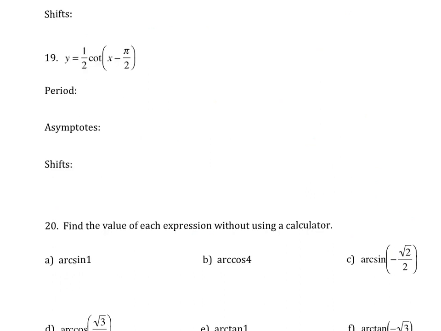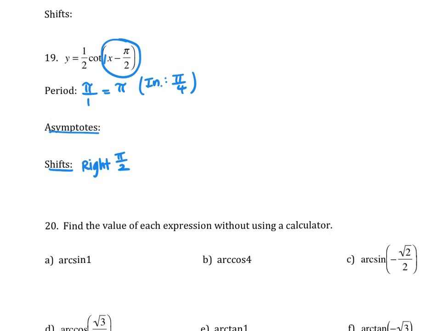Number 19, cotangent graph. The period is pi over b, so it's just pi. Note that your increment will be pi over 4. Asymptotes, we'll deal with that later. Shifts, we just have a phase shift of, if I set the whole thing equal to 0, it's going to be positive pi over 2, so it's right pi over 2.